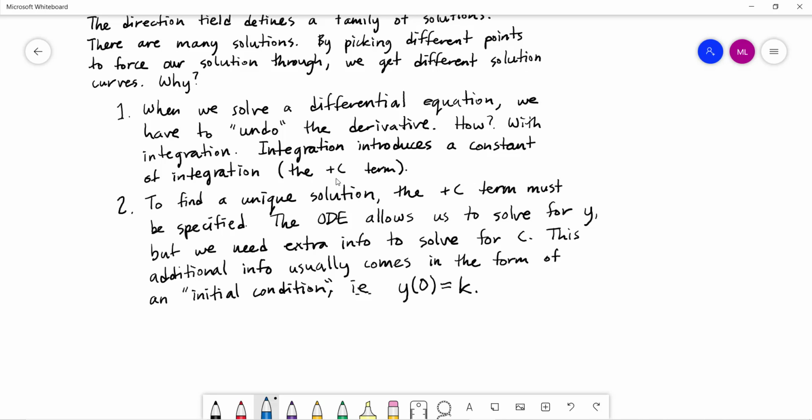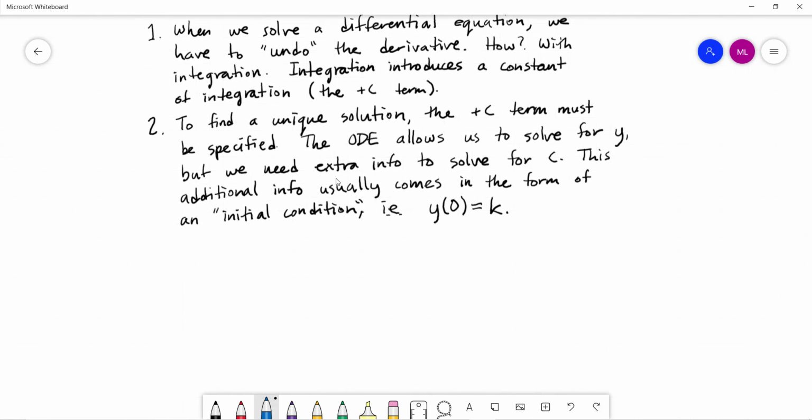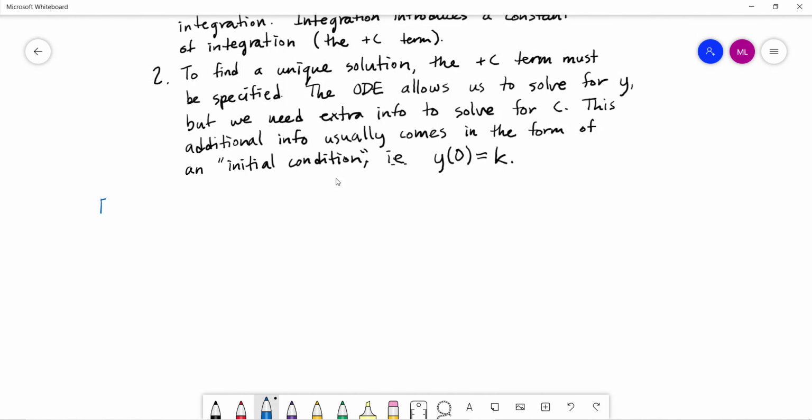So hopefully that's clear. Okay, so now that I've talked your ear off about this one, let's try another example. Let's take a look at, let's not do it in blue. Let's go back to black.